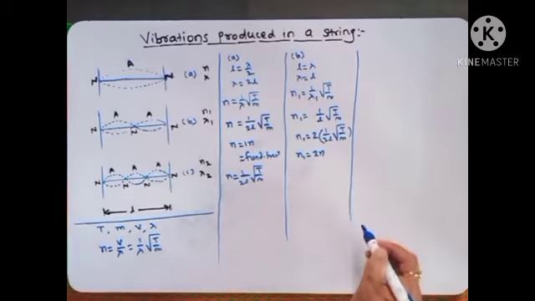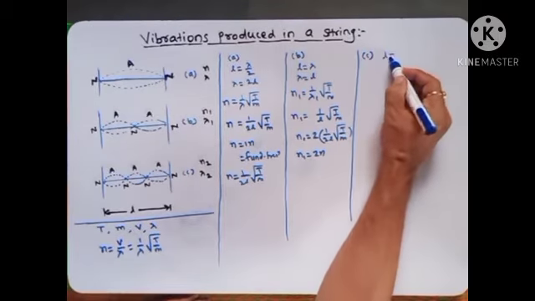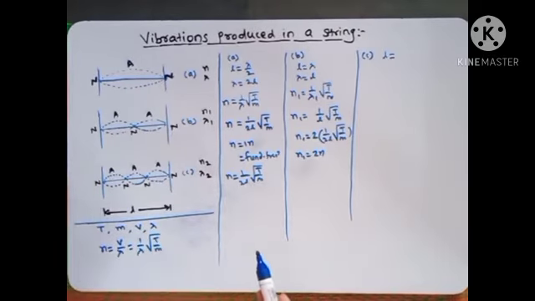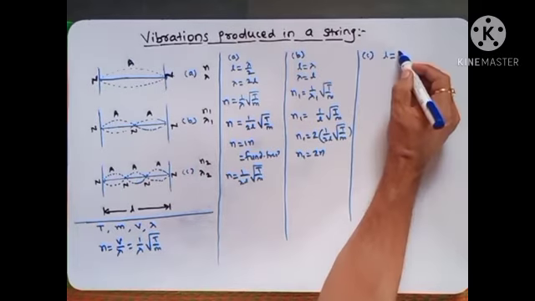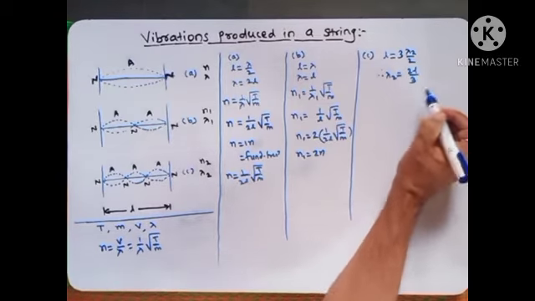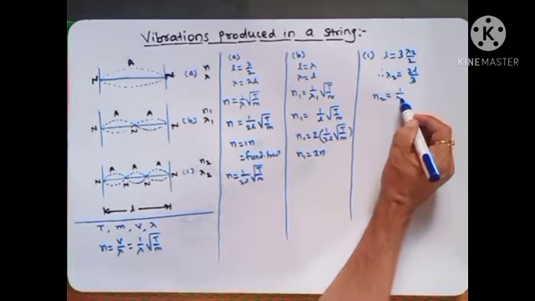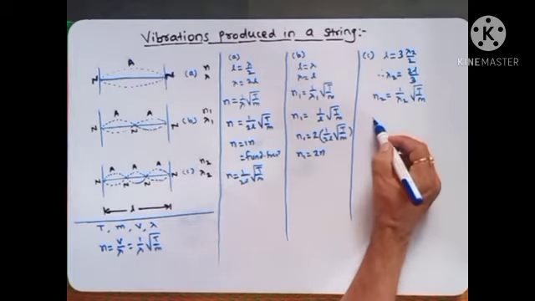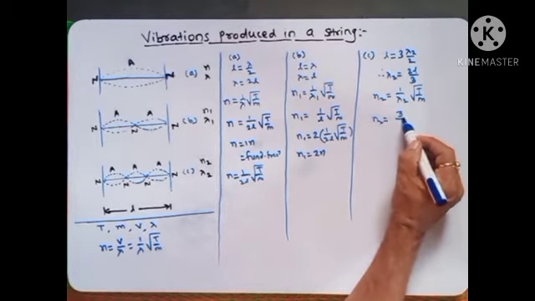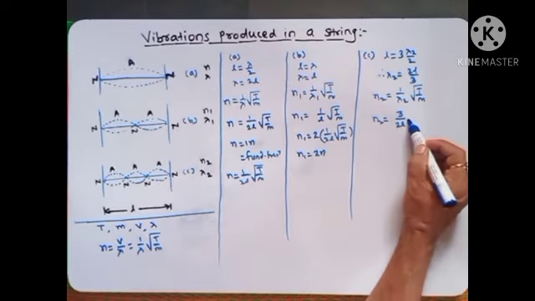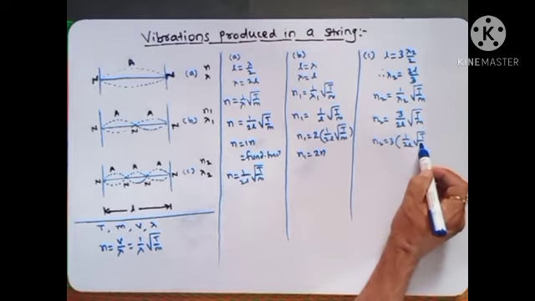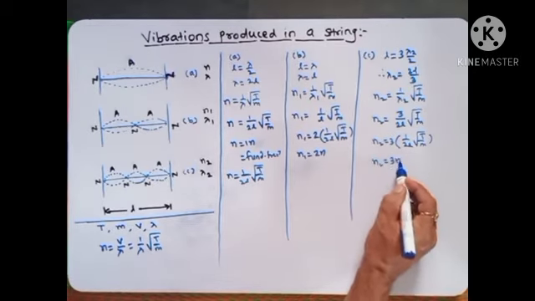For figure C, we can write L is equal to, here you see, 4 nodes and 3 antinodes, 1, 2, 3. 3 loops are there, and the length of one loop is half of the wavelength. Therefore L equal to 3 lambda 2 by 2. Therefore lambda 2 is equal to 2L upon 3. N2 is equal to 1 upon lambda 2 root T by M, and therefore N2 is equal to 3 upon 2L root T by M. N2 is equal to 3 into 1 upon 2L root T by M, or N2 is equal to 3N.